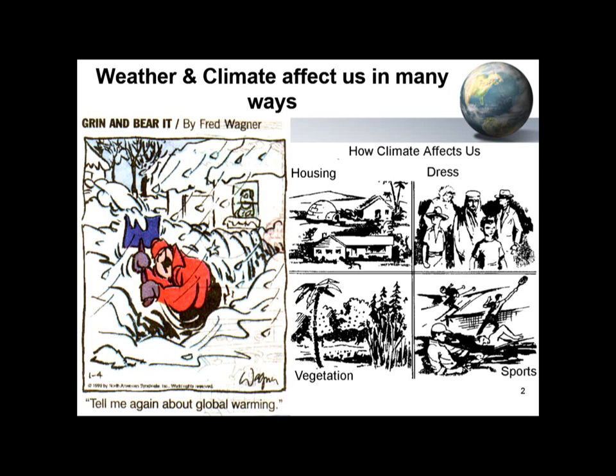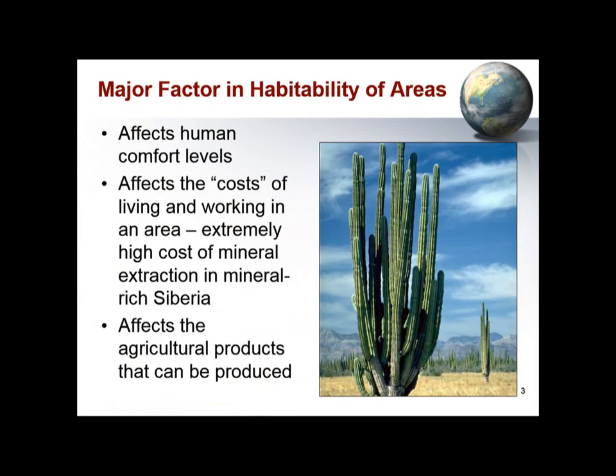How does climate affect us? Housing, dress, vegetation, sports, and then it is a major factor in habitability of areas, affects human comfort levels, affects the costs of living and working in an area, such as the extremely high cost of mineral extraction in mineral-rich Siberia, and affects the agricultural products that can be produced.